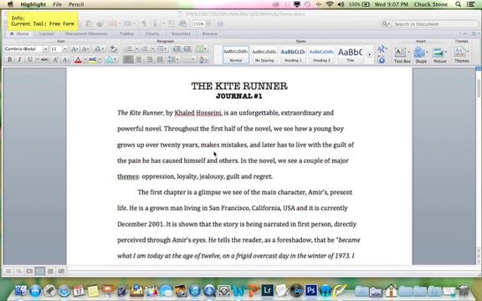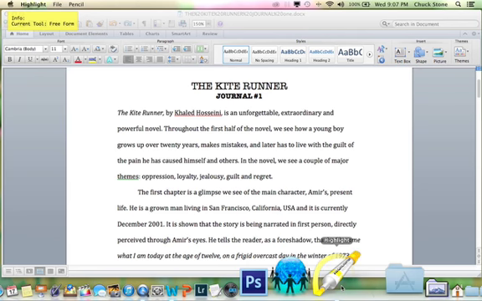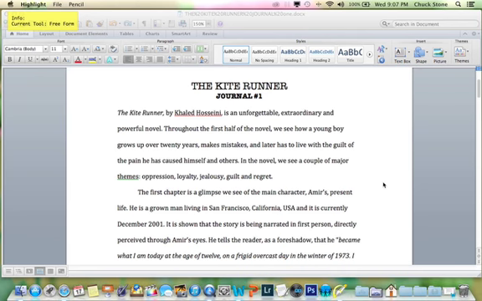The Kite Runner by Khaled Hosseini is an unforgettable, extraordinary, and powerful novel. Throughout the first half of the novel, we see how a young boy grows up over 20 years, makes mistakes, and later has to live with the guilt of the pain he causes himself and others. In the novel, we see a couple of major themes: oppression, loyalty, jealousy, guilt, and regret. It's a good start. Now, I did say to you that I wanted you to avoid using first and second person in formal writing, but at this point it's okay, because I said it was all right to use an informal tone of writing in a journal setting.